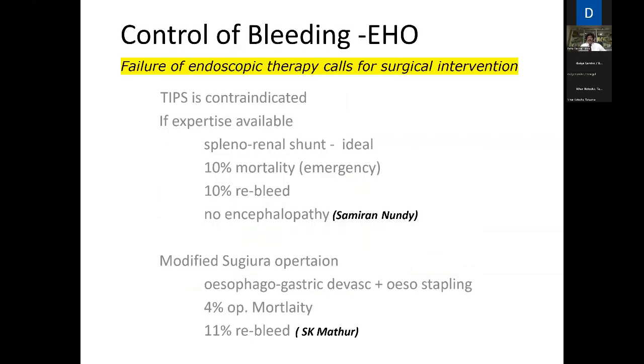Now, if the patient happens to have extrahepatic portal venous obstruction, and the endotherapy, as I just mentioned, of either sclerotherapy or banding or a combination of the two, does not stop the bleeding. There's a procedure called TIPS, which I shall talk about later. That is a stent that is put through the liver, bridging the hepatic vein and portal vein. That is contraindicated in portal vein obstruction because the portal vein is not available. It's thrombosed.